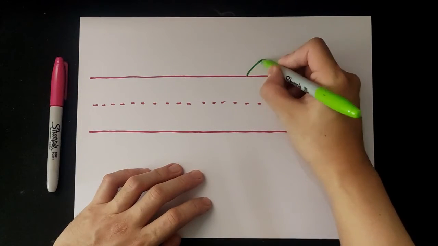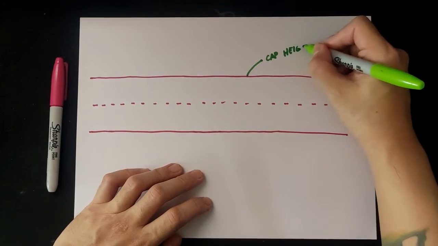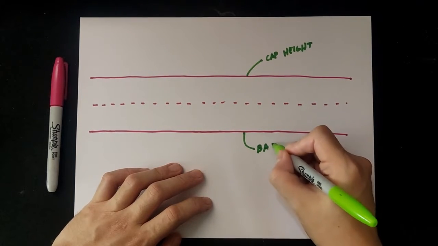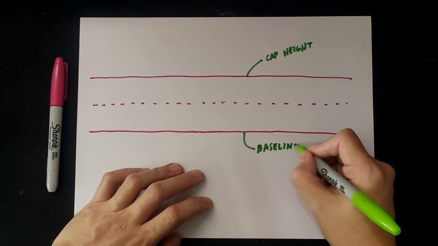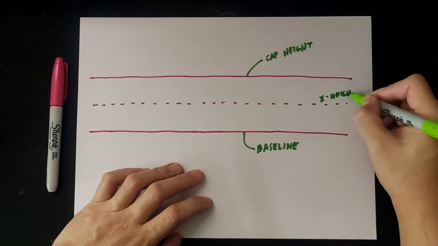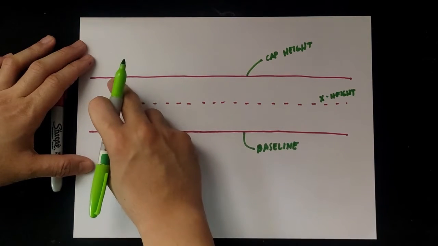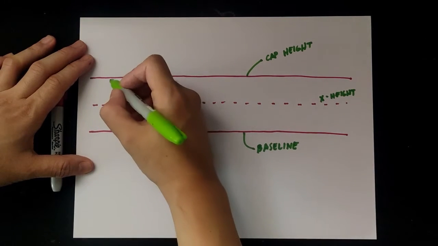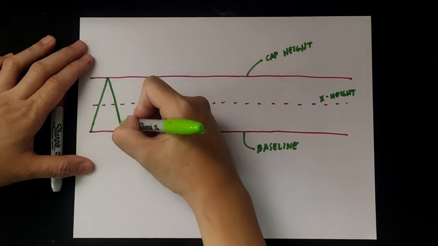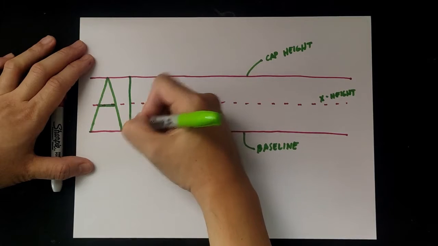The top line is called the cap height. This is called the baseline. The middle is the X height. So the cap height and the baseline will be the basis on how we draw the uppercase letters. Yun yung magiging size niya. An example would be the letter A. And the X height is where you would draw the crossbar. Another example, the letter R.